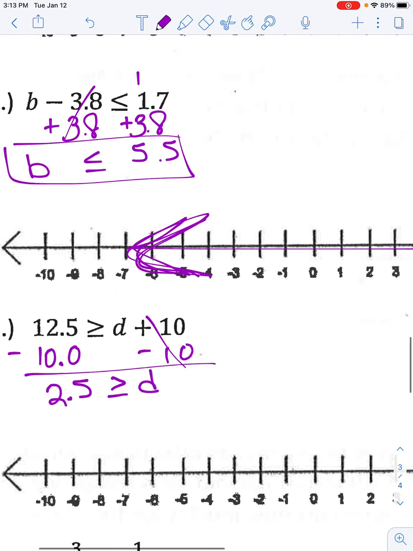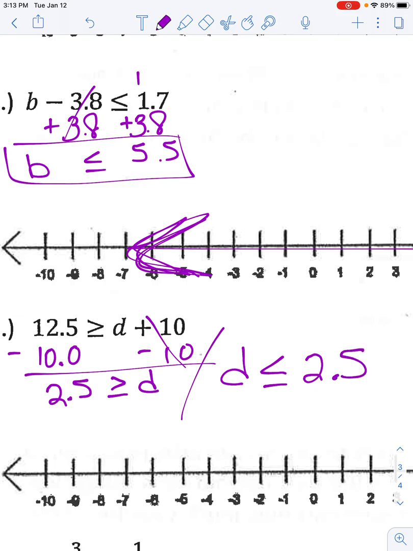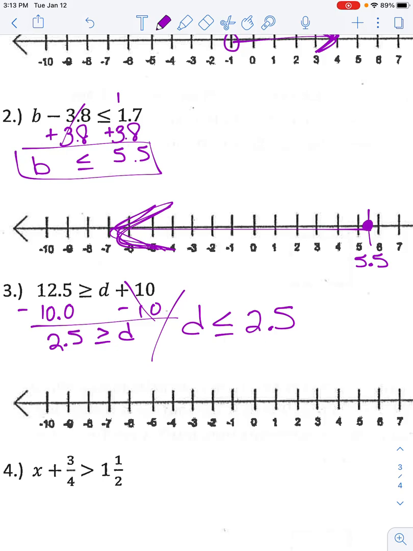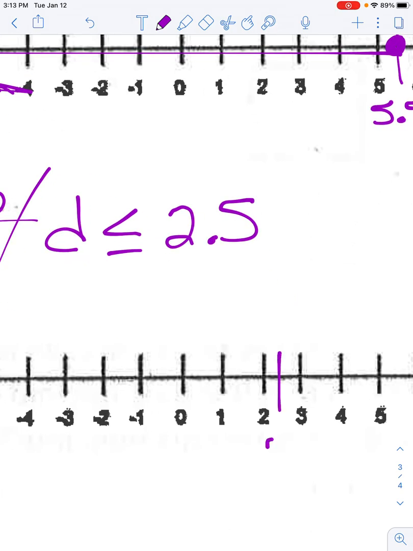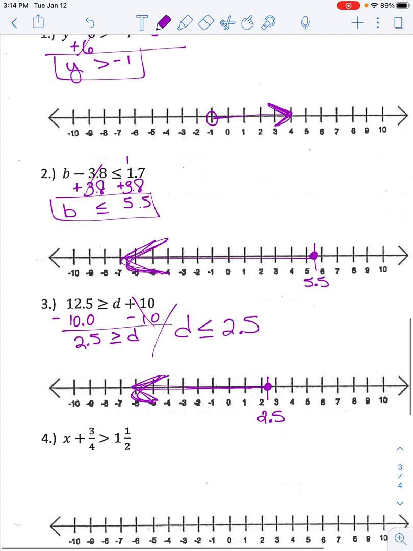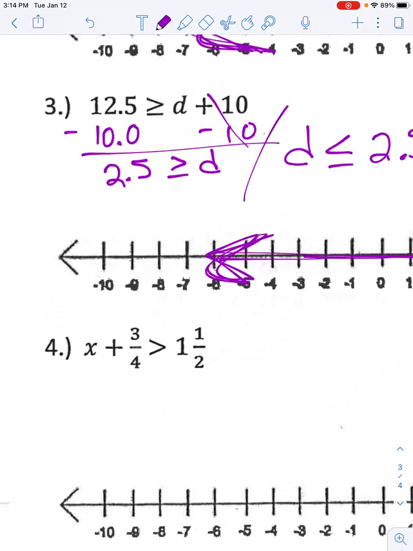Bring down your d, bring down your inequality, subtract, and then you must rewrite so that the variable, the letter, is on the left always. That will show you which way your arrow should be pointing. So d is less than or equal to 2.5. Label 2.5 on the number line. It's less than or equal to, so it's going to be a closed circle because the answer could be 2.5, and it's all numbers left, so an arrow pointing to the left.